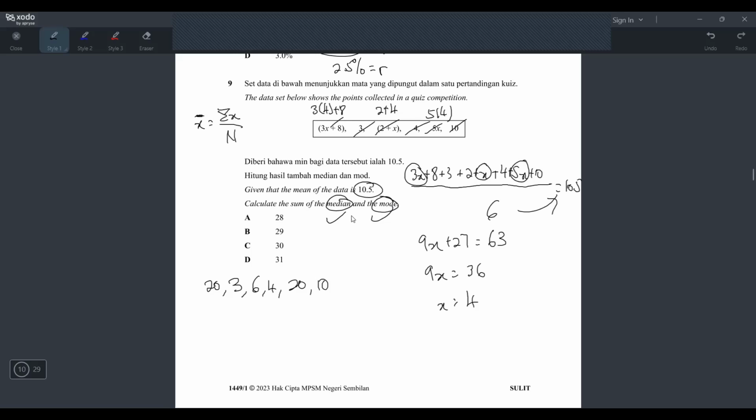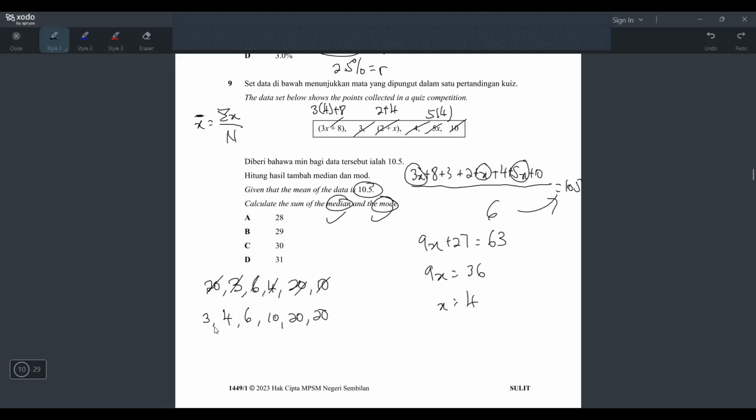So how do I find my median and mode? Median means you have to take the middle number. Mode means you have to take the number that has the highest frequency. Okay. But if you want to find the middle number, median, we have to arrange the numbers first. From the smallest number, I have to write in front. So I have to arrange in ascending order. So 3 have to write in front, and then followed by 4, and then 6, and then 10, and then 20, 20. Okay, we have to arrange like this. Because we want to find median, we have to arrange first.